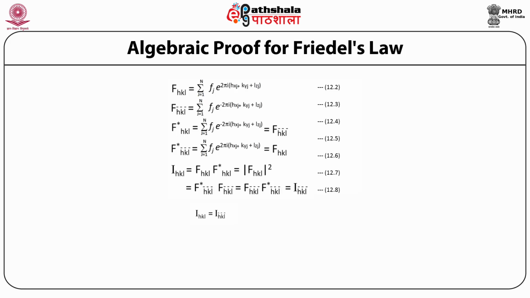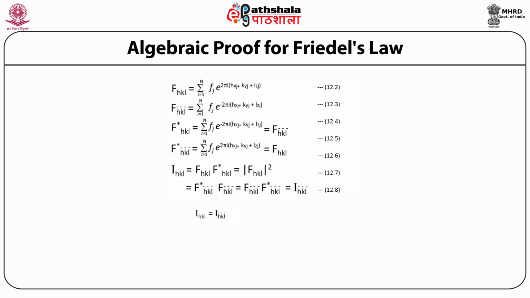Now let us see what F star of h bar, k bar, l bar will be. Here we start with equation 12.3. Because the complex conjugate is needed, in that equation 12.3, i is replaced by minus i to give simply F star of h bar, k bar, l bar equals summation j equal to 1 to n fj times e power 2 pi i times (hxj plus kyj plus lzj), which is simply F of HKL. This is equation 12.6.